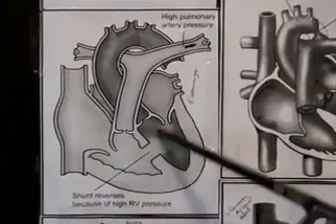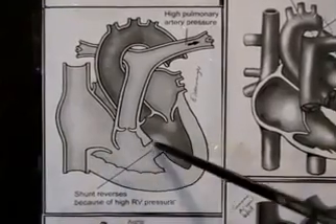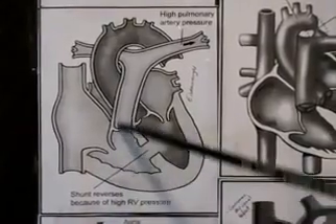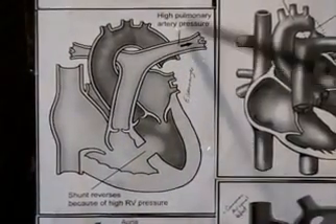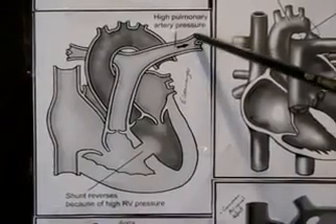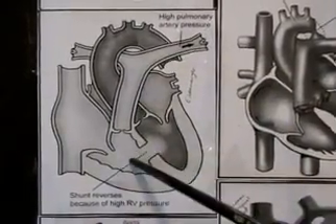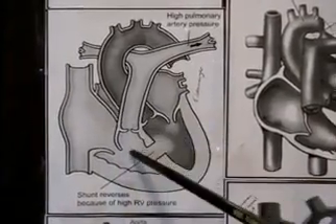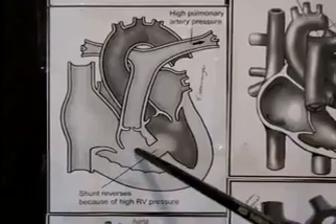And the reason that happens is because when you have a left to right shunt, you have excess flow of blood into the right ventricle, and all that excess flow is then transferred to the lungs. And when you have excessive flow to the lungs, that increases pulmonary resistance, and that increase in pulmonary resistance backpressures on the right ventricle, causing right ventricular hypertrophy and an increase in right ventricular pressure.